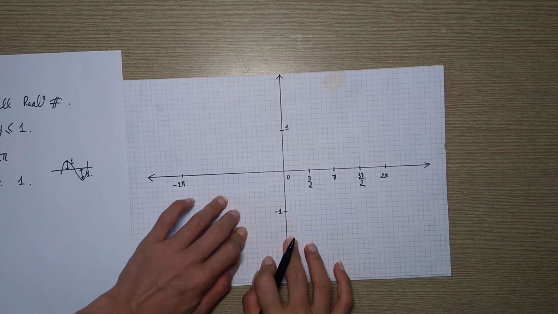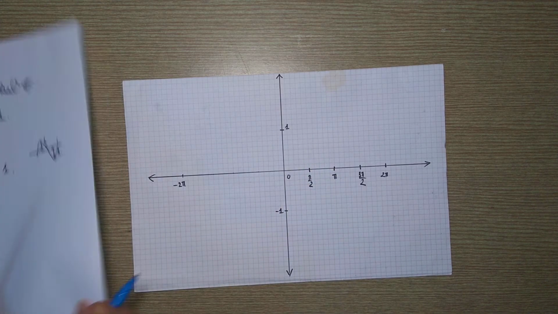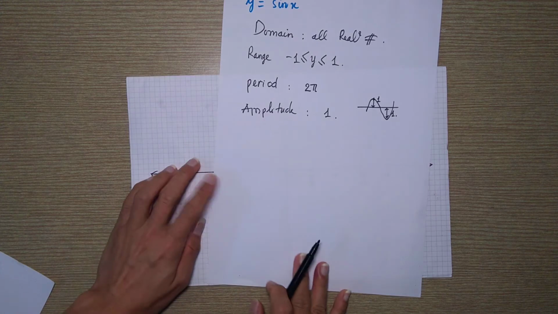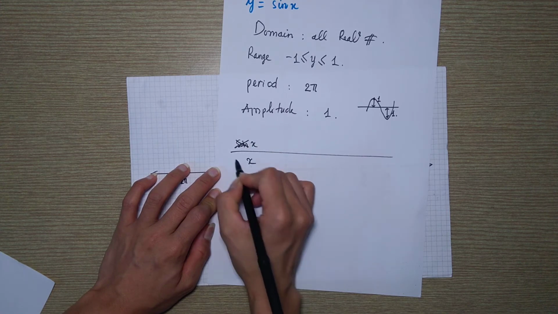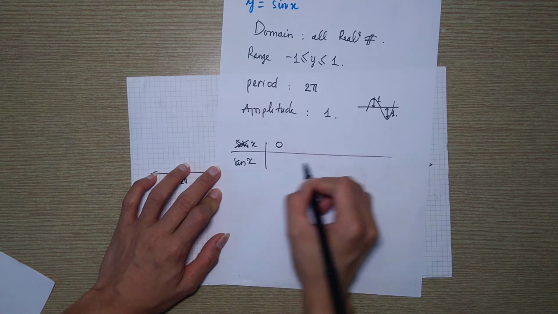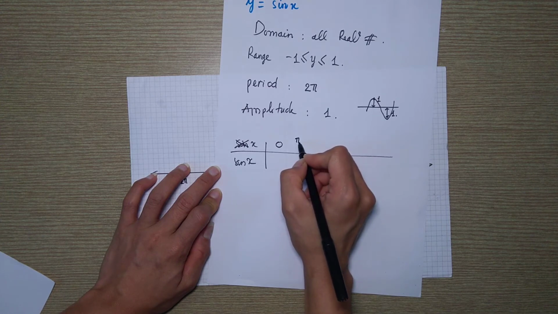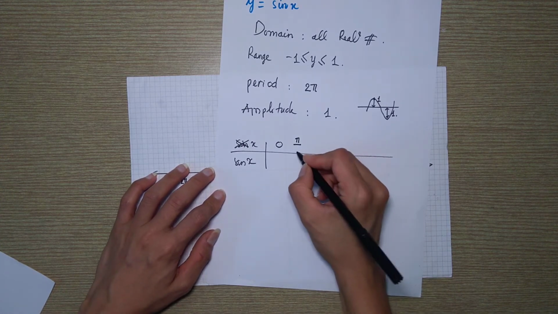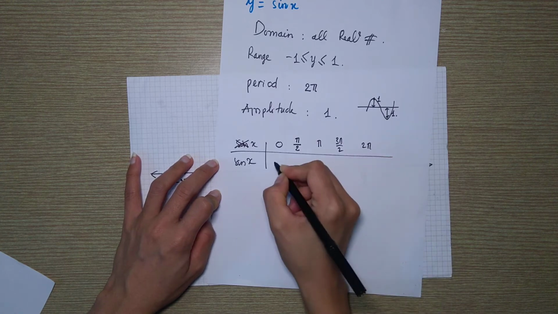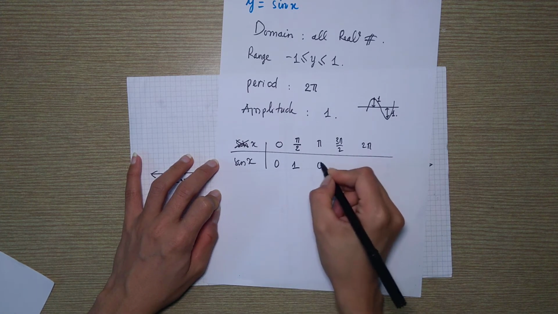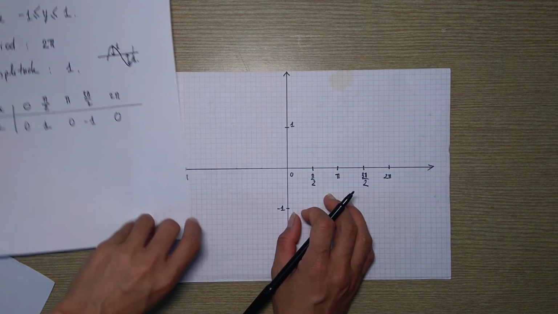And the sine graph goes from 0. Why? Because you have this table for sine x. For x and sine x: if x equals 0, pi over 2, pi, 3 pi over 2, 2 pi. When x equals 0, sine x is 0. This is 1, this is 0, this is -1, this is 0. So that's the table.